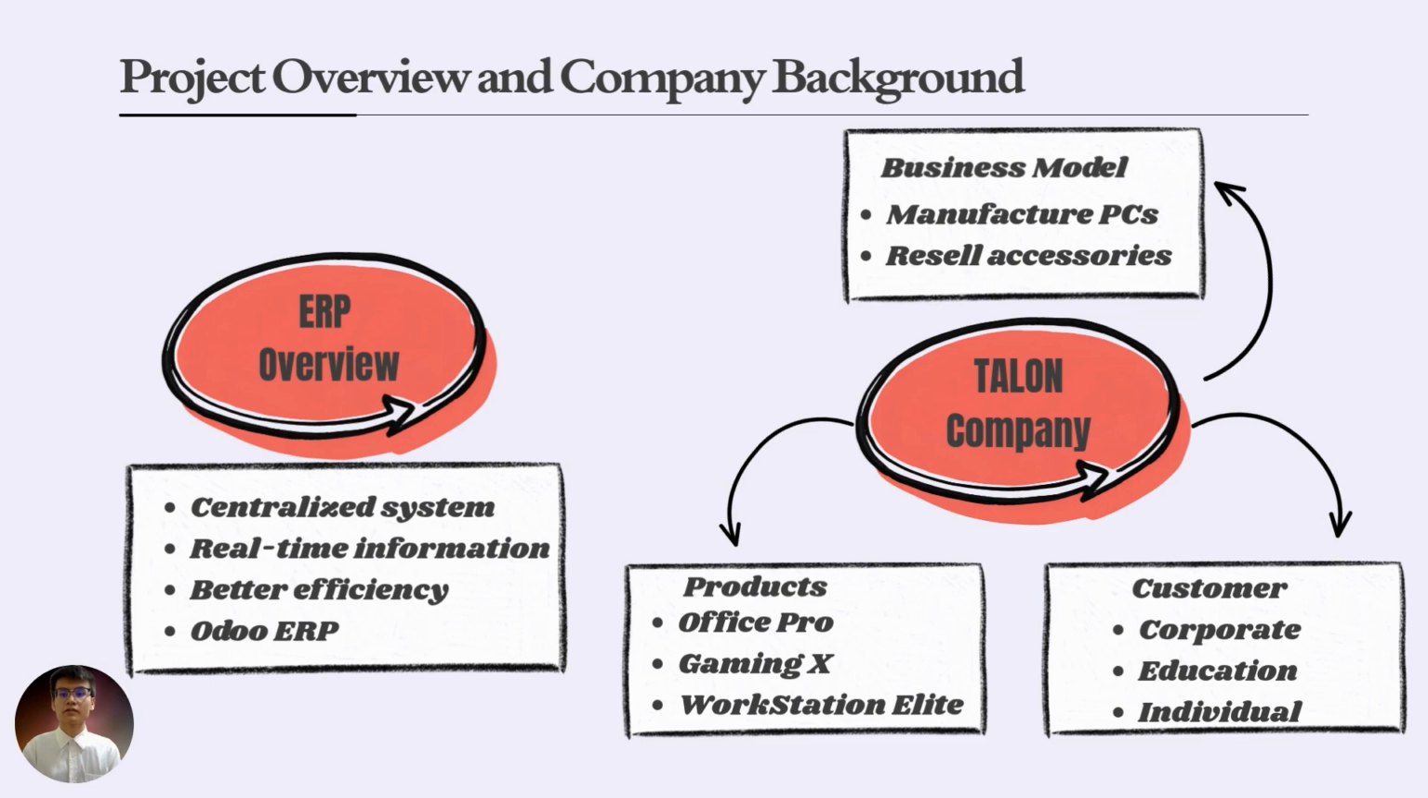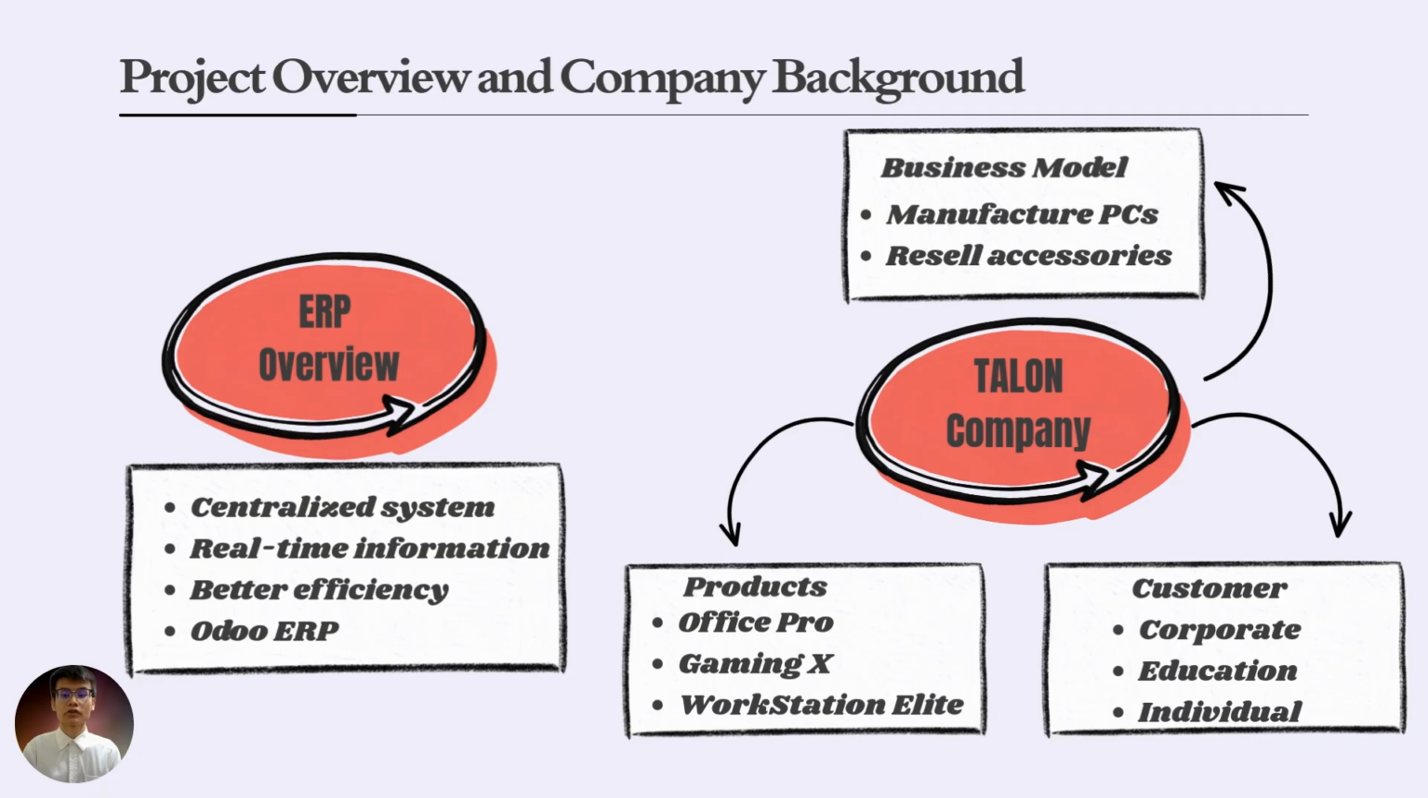Enterprise resource planning, or ERP, is a business management system that integrates the different business functions into a single centralized platform. Instead of using separate systems for purchasing, inventory, manufacturing, sales, and accounting, ERP allows all departments to share real-time information. For this project, we use Odoo ERP because it provides comprehensive modules that are suitable for a manufacturing company. Our company is called Talent Computer Manufacture and Accessory Company.